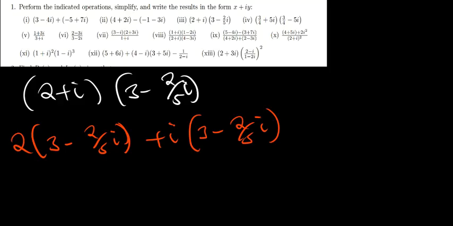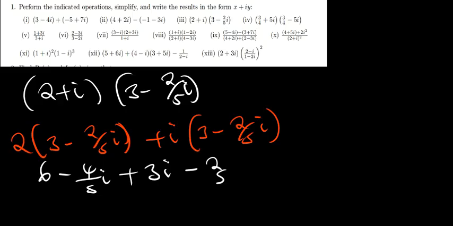So we have 2 times 3 is 6. 2 times the other one will get 4 over 5i. Then plus i times 3, 3i. Next, i times what I have there is going to be 2 over 5 i squared.